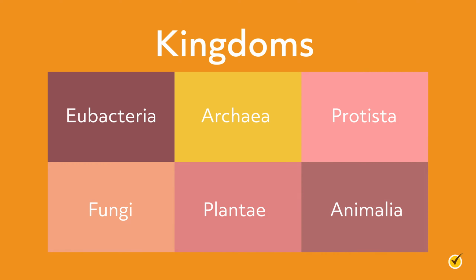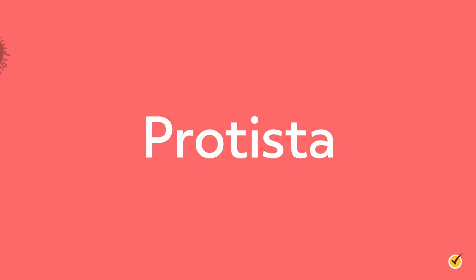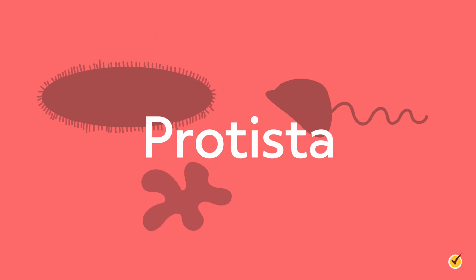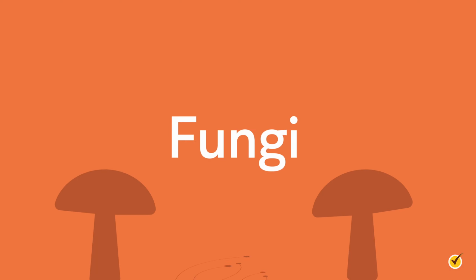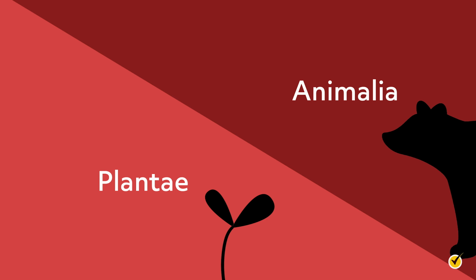The next 4 kingdoms are all eukaryotic cells with nuclei and membrane-bound organelles. Protists, such as algae, typically move by the use of cilia, flagella, or by an amoeboid mechanism. Fungi are multicellular organisms without chloroplasts and contain a fibrous substance called chitin in their cell walls. Plantae and animalia are probably more familiar to us as they include plants and animals respectively.